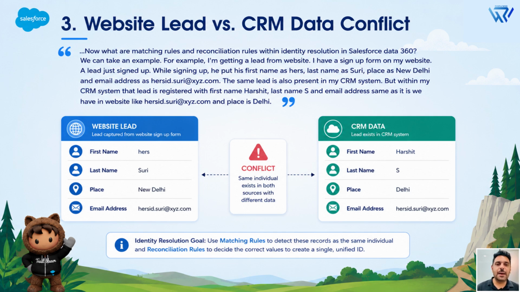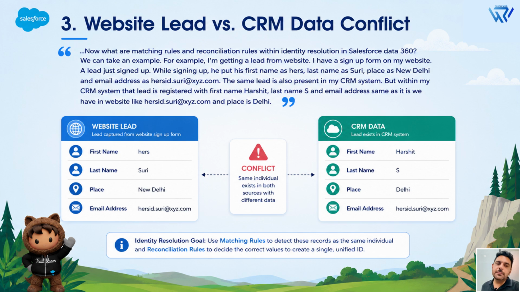We can take an example. For example, I am getting a lead from my website. I have a sign up form on my website. A lead just signed up. While signing up, he put his first name as Harshit, last name as Suri, place as New Delhi, and email address as harshit.suri@xyz.com. The same lead is also present in my CRM system.